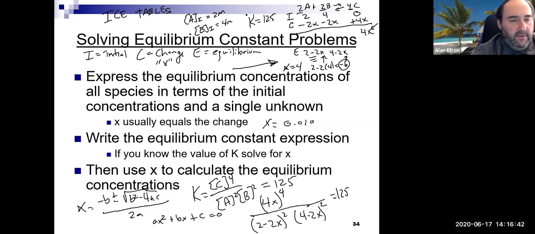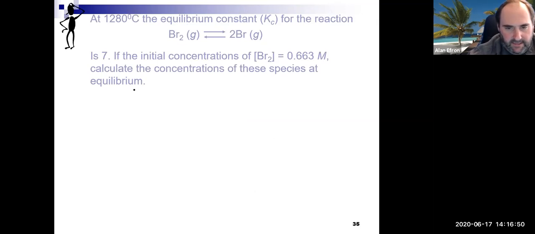All right, so why don't we go through one here just to make sure. So the equilibrium constant for this reaction is 7, and the initial concentration of Br2 is 0.663. We want to calculate the equilibrium species for each of these. So we'll go through this together again just to show you the points of it here and make sure everybody's on the same page.